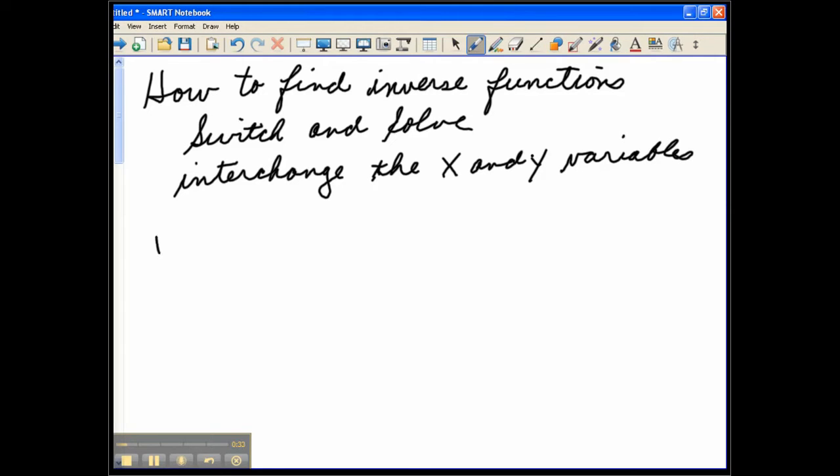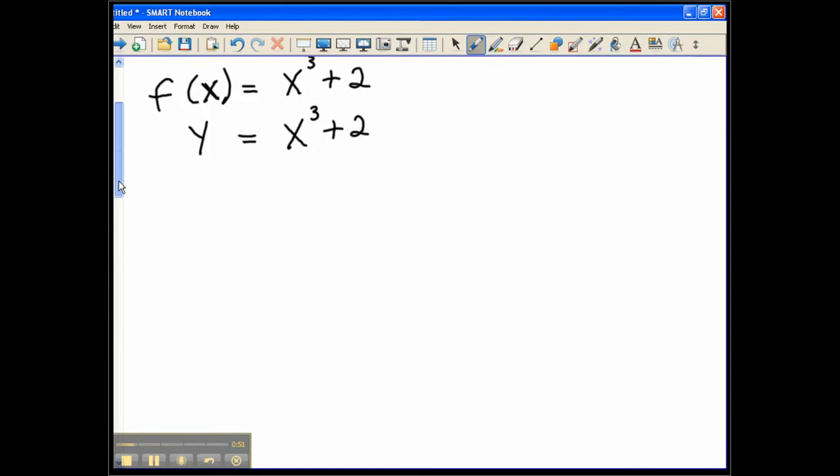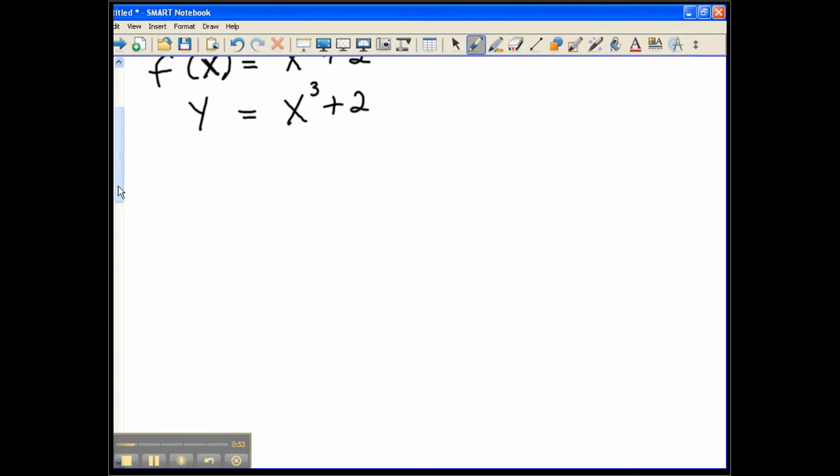First example will be f of x equals x to the third plus 2. F of x is another name for y, so we have y equals x to the third plus 2. Now here is where we're going to switch the variables. Where we see y, we're going to replace that with x, and where we see x, we're going to replace that with y. Then this resulting equation, we're going to solve for y.